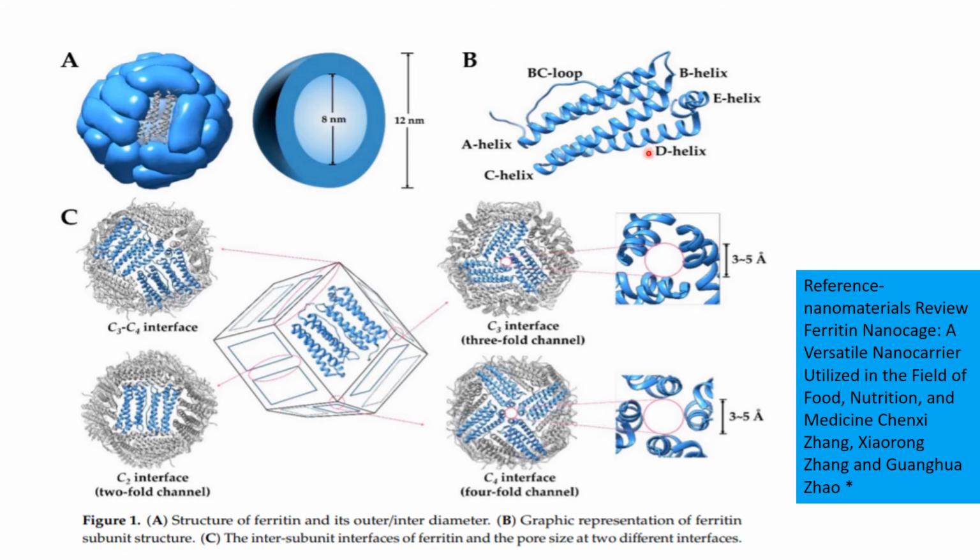And here the C structure, which represents the inter-subunit interfaces of ferritin, that is the C3-C4 interface, the C2 interface, that is the two-fold channel, and the C3 interface. There is a pore through which the ions enter into the cell and out of the cell. Its pore size is 3 to 5 angstrom.